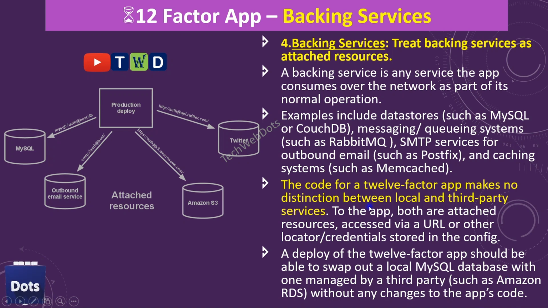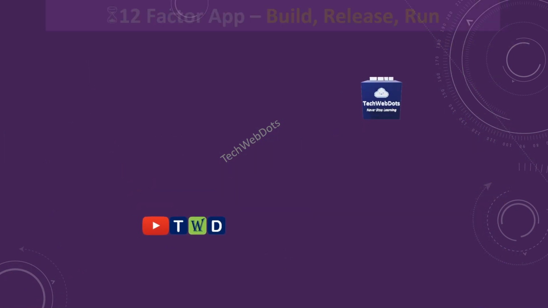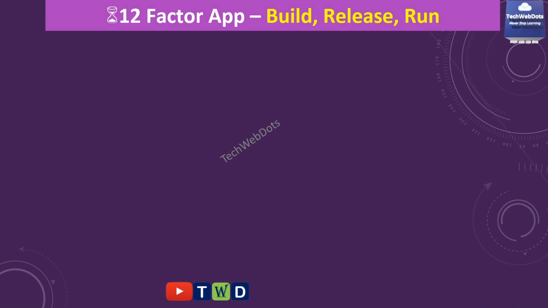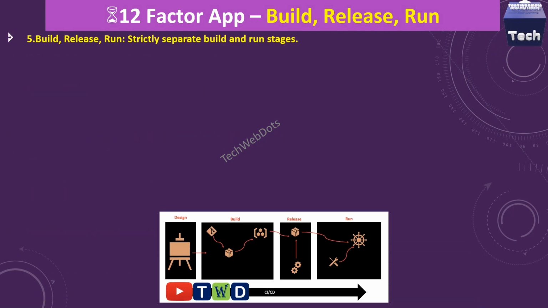So there is no need to make any changes in the code. Okay, let's move next. The next one is build, release, and run. This is the fifth principle in the 12-factor app. What it says is to strictly separate the build and run stages. So we are especially talking about building, releasing, and running.